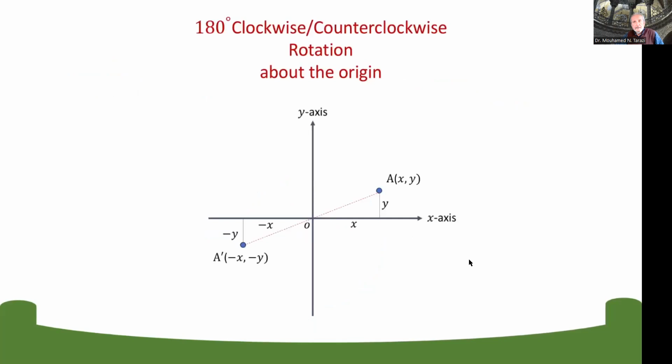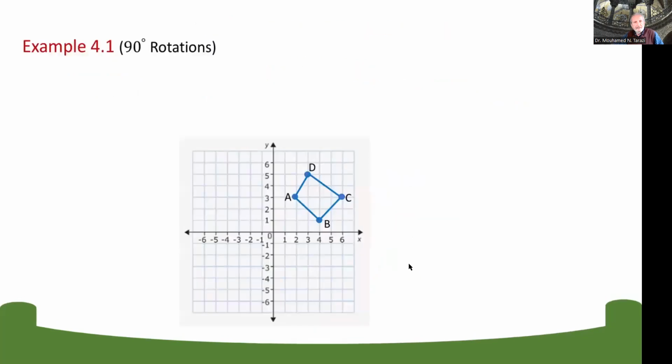Now, let's see. This is a 180 degrees clockwise or counterclockwise rotation about the origin. This is the easy one. So this point (x, y) becomes (-x, -y). So 180 degrees, whether you're going this way or this way, it's the same thing. You get the same point.